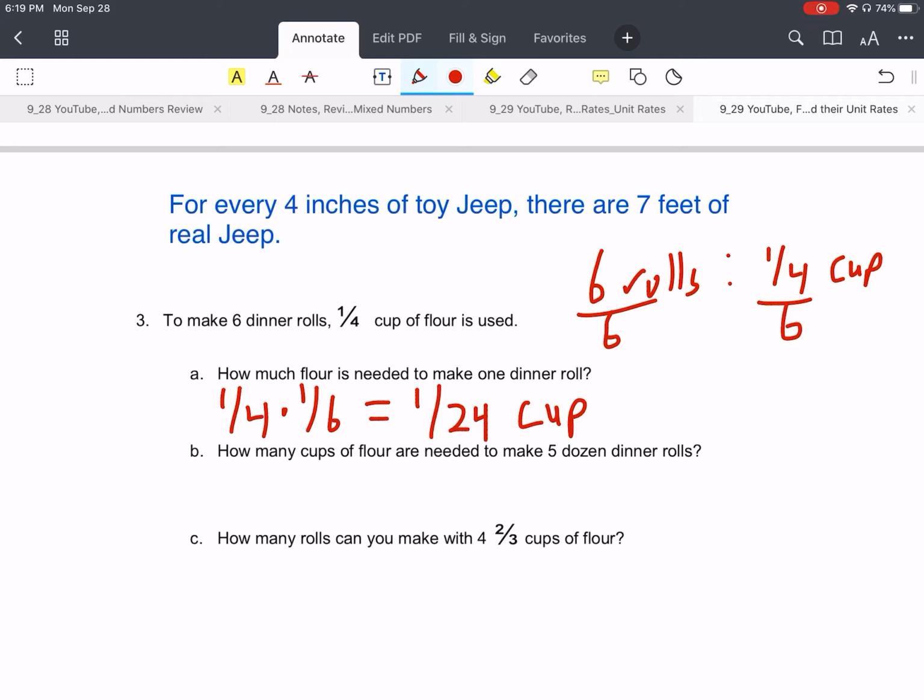Question B says, how many cups of flour are needed to make 5 dozen dinner rolls? So we know that 1/24 of a cup is the amount needed for 1 roll.